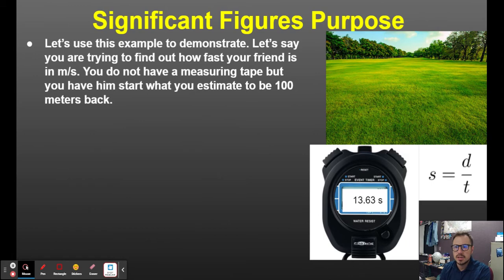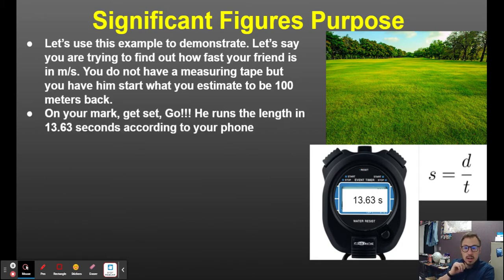So here's the example that I use, right? Let's just say you're trying to find out how fast your friend is in meters per second. You do not have a measuring tape, but you estimate the person starts about 100 meters back. You all could figure out about how far 100 meters is. You know it's going to be about the length of a football field. You've been on a track before. Then you draw a start line and an end line where you think about 100 meters is, and you say, on your mark, get set, go, and this person runs the length in 13.63 seconds according to your phone.